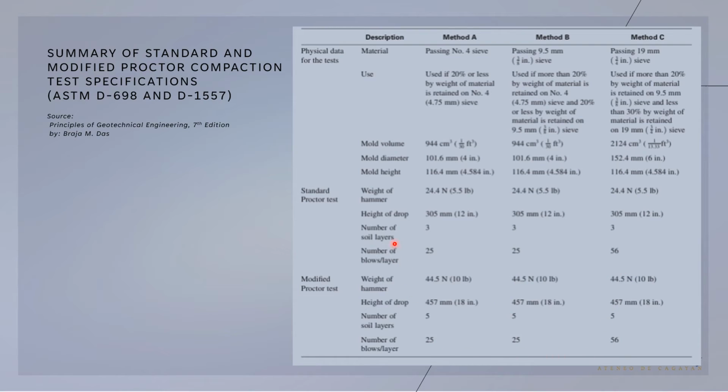The details vary here, such as the number of layers, which is the same as in the standard Proctor test. But in the modified Proctor test, we have 5 layers. And then the height of drop is higher, which is equal to 18 inches for our modified Proctor test, compared to our standard Proctor test, which is only equal to 12 inches. For our method C, for both the standard Proctor test and modified Proctor test, we will be using 56 blows per layer during our compaction test. So whichever is applicable for our soil characteristics, it depends on what method and what type of Proctor test we will be conducting.